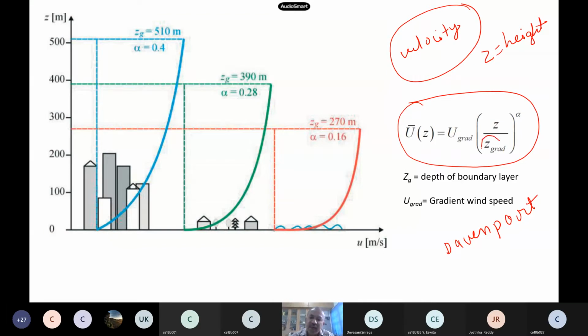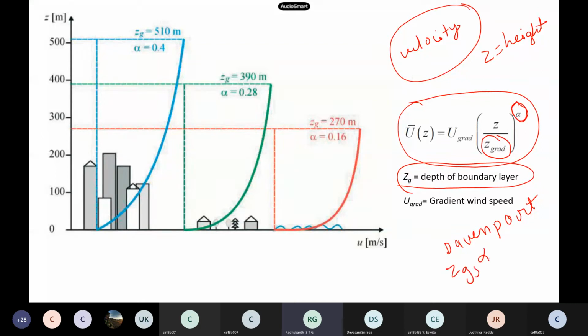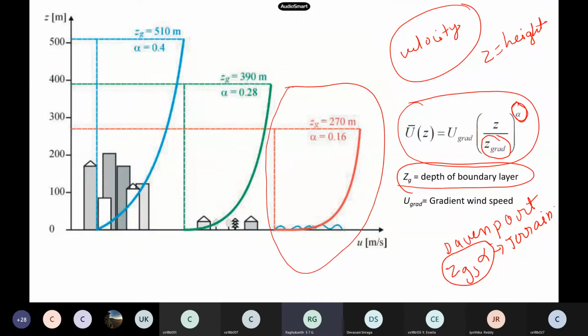Z grade is the depth of the boundary layer, okay, and alpha is a coefficient. So they say this Z grade, that is the depth of the boundary layer, and alpha depend on the surface terrain, on how these things are going to vary. For example, if it is an open place and there are no obstructions, the wind velocity will vary like this with respect to depth. So up to 270 meters is the depth of the boundary layer, and alpha is 0.16.